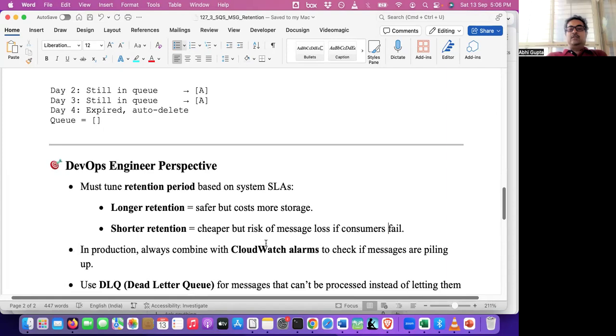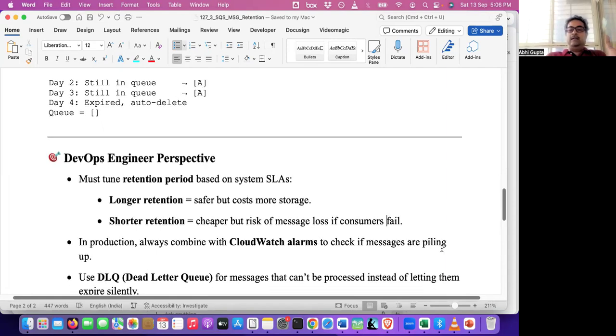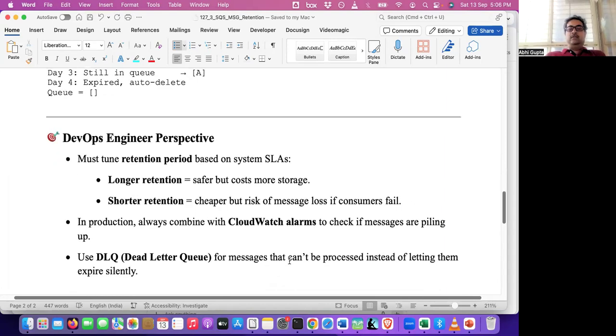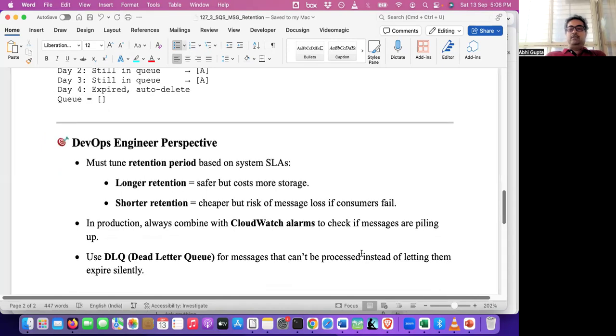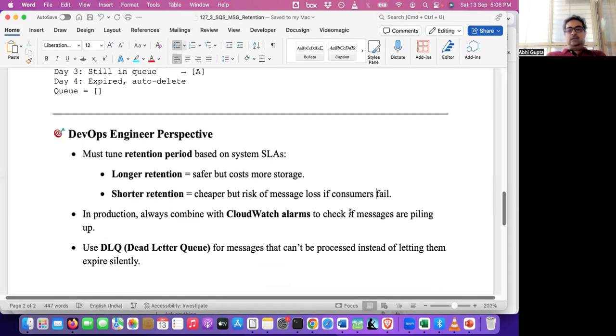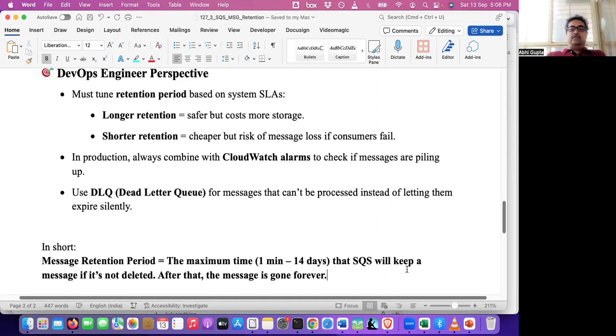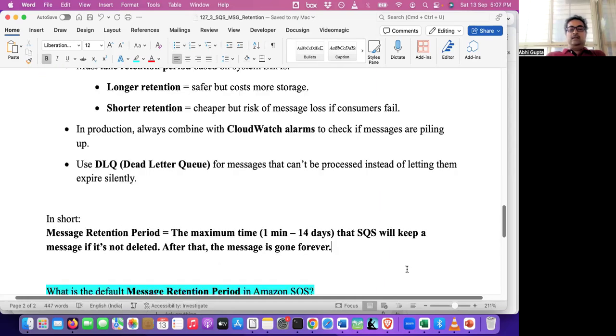In production, always combine with CloudWatch alarms to check whether messages are piling up. If too many messages are piling up and staying there for a long time, then you have to see why it's happening, and use a dead letter queue, DLQ, for messages so they can be processed instead of letting them expire silently. So the message retention period is the maximum time, 1 minute to 14 days, that SQS will keep a message if not deleted. After that, the message is gone forever.